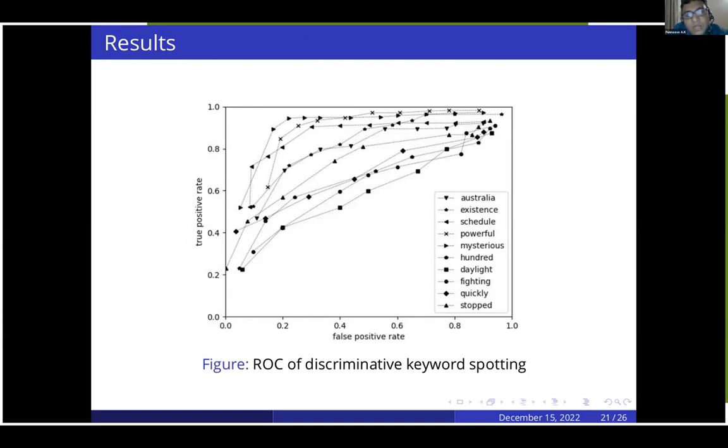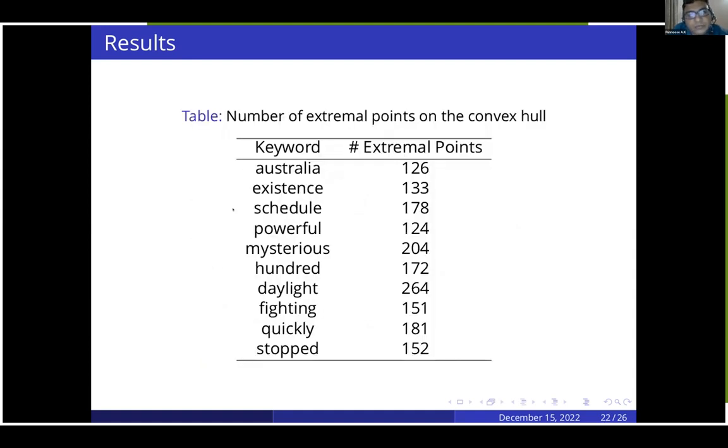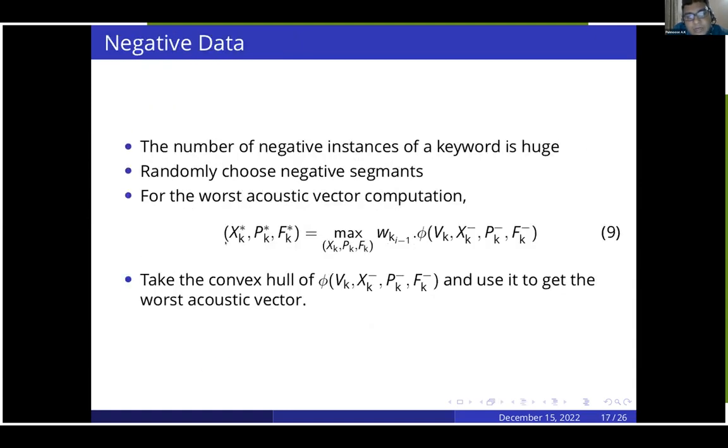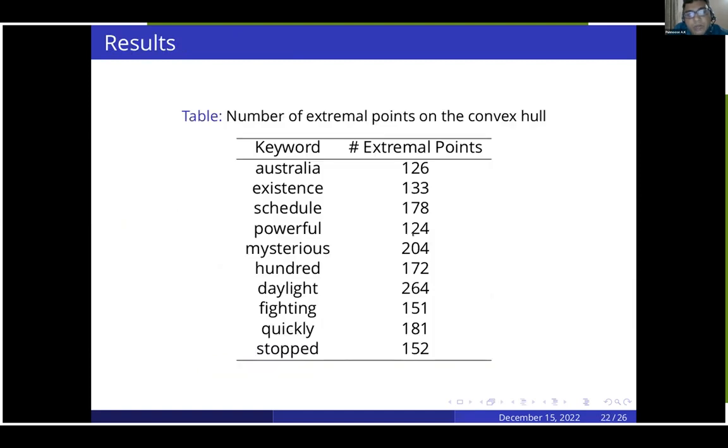For each one of these keywords, we learn a weight vector. And while we are testing, we test separately. While we are testing Australia, we merge all the other data along with the negative instances into the negative data for this Australia keyword, and we get the false positive rate and true positive rate. And this is the number of extremal points in the convex hull out of 20,000 negative instances. Out of 20,000 negative instances for the word Australia, what we need is only 126 instances for getting this worst acoustic vector. So it is almost an order of magnitude reduction in computation.